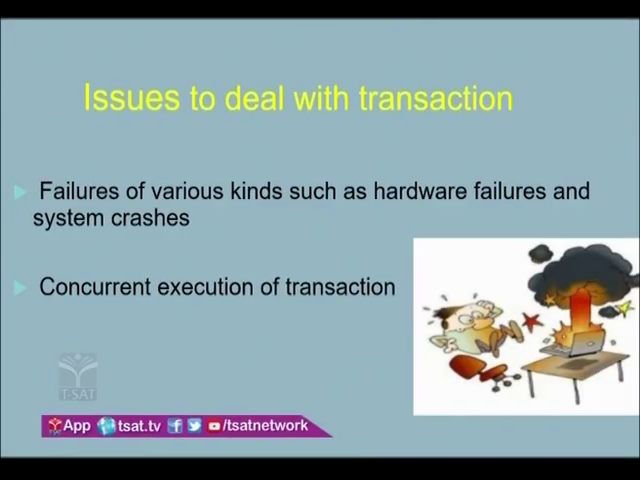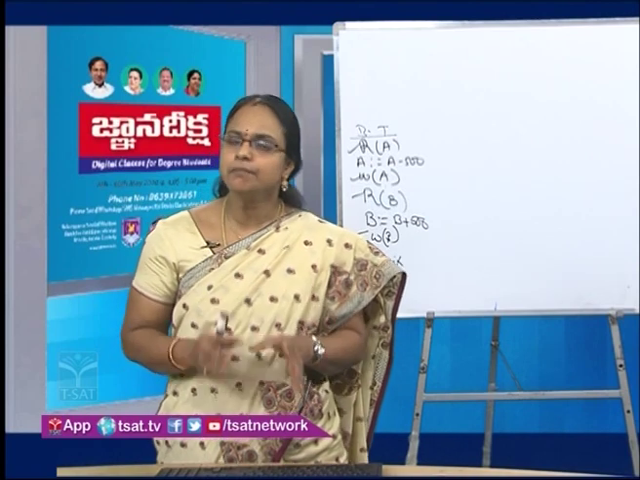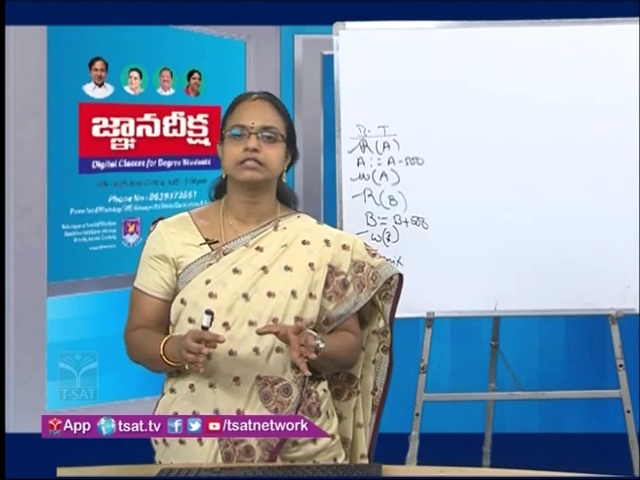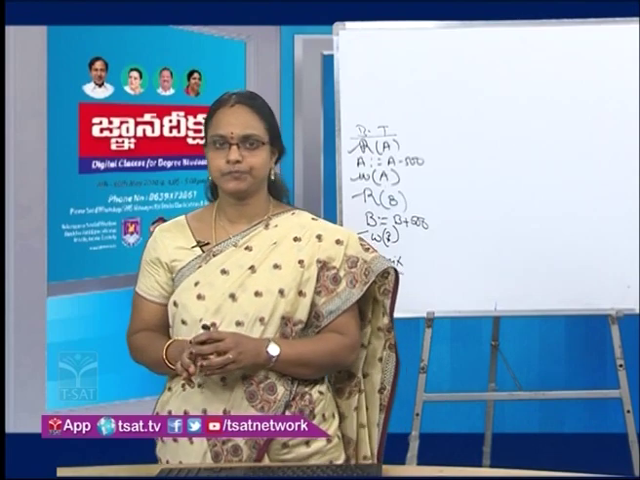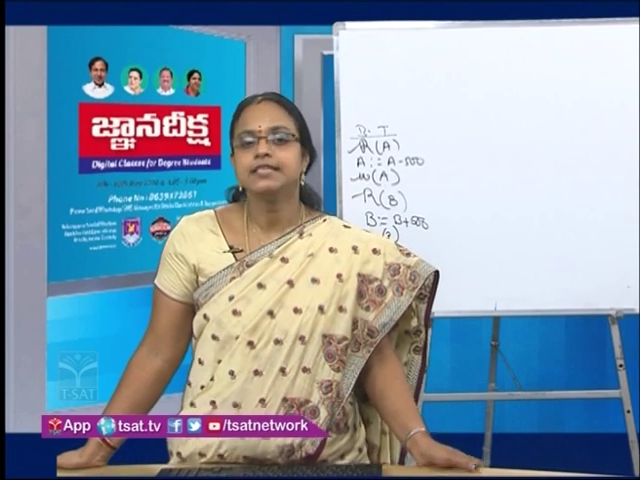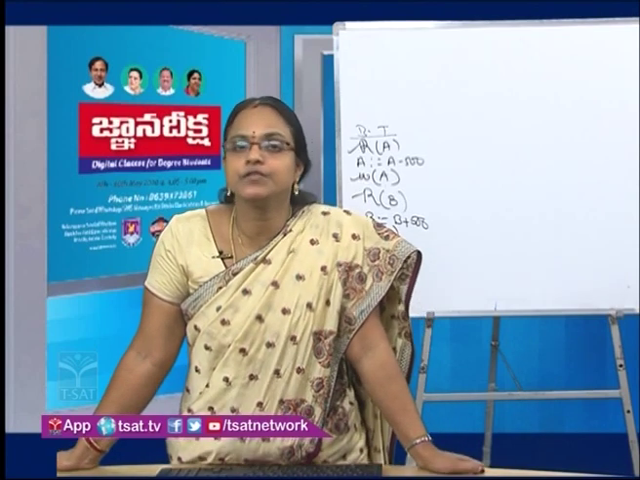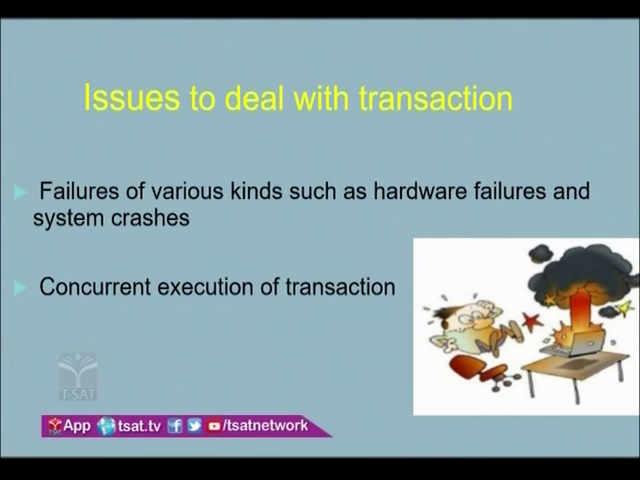First one is failures. When we are executing the transaction, because of some reason, the transaction may fail. Maybe that is a hardware problem. Here we are not learning about those hardware problems. The second main issue which we need to deal with in transactions is concurrent executions of transactions. So what are these concurrent executions of transactions?